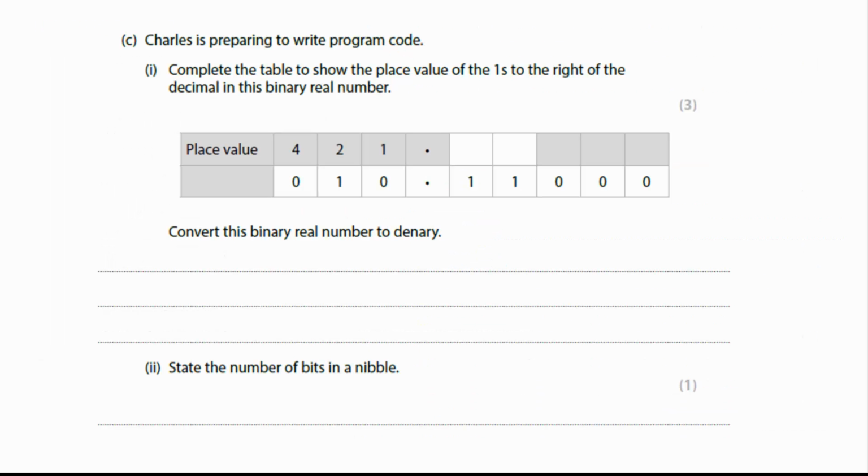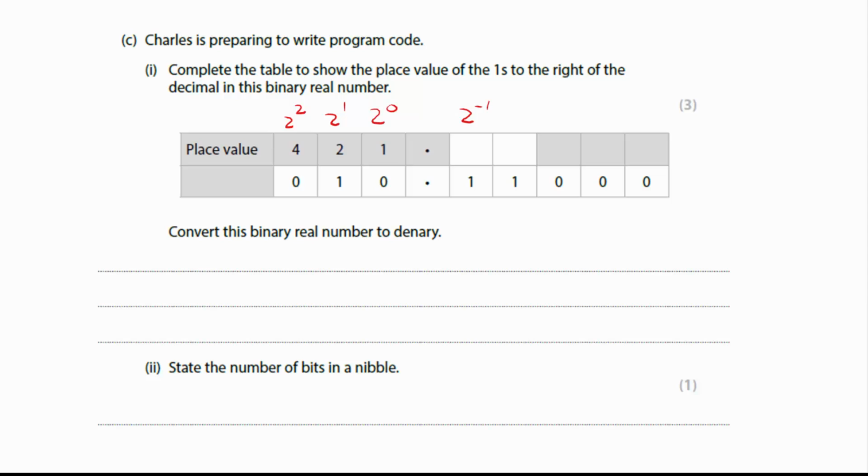Part C of this question is asking about binary again, and we have to complete this table to show the place value of the ones to the right of a decimal, so to the right of this binary point, and it's a binary real number, so we're dealing with fractions here. And one of the 2 ways we can do this is with fixed point notation, the other is floating point notation, and fixed point notation works in a very similar way to normal binary works. So I notice here that the columns double each time, the place value columns, and this is because this is 2 to the power 0, 2 to the power 1, 2 to the power 2, and so on in this direction. And it's the same the other way, so it follows a pattern.